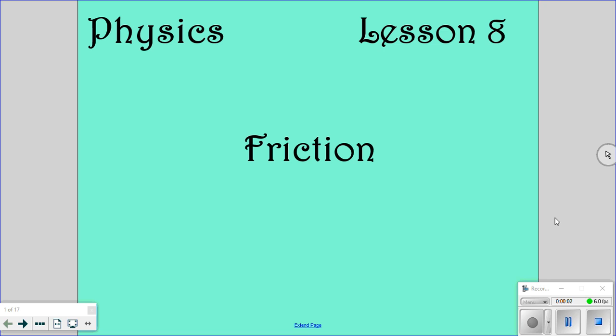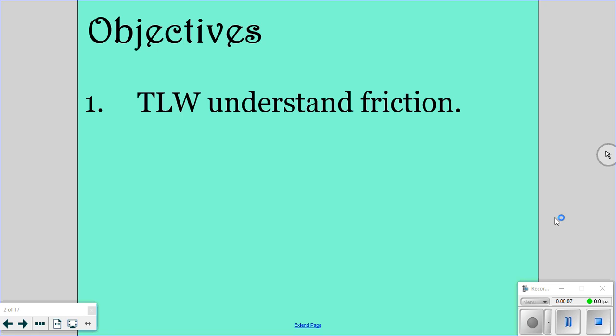Alright, so we're looking at lesson 8 today. We're going to be looking at friction. So hopefully after this lesson you'll understand how friction works.